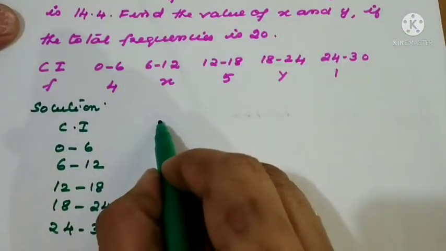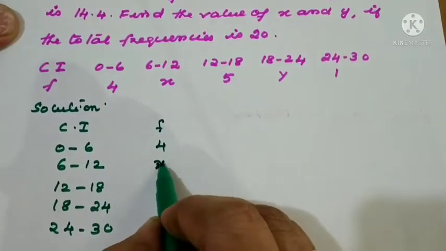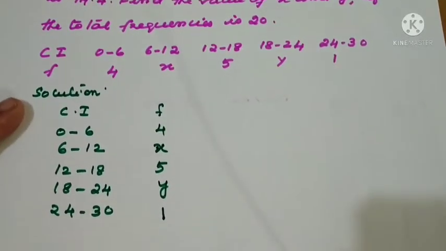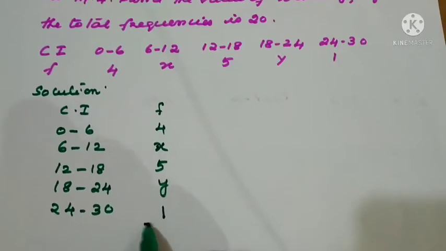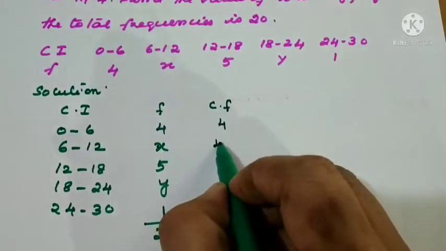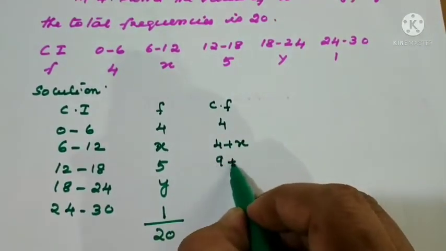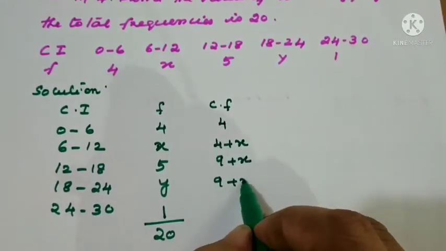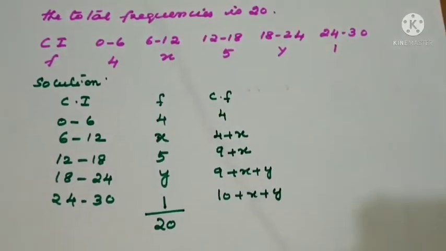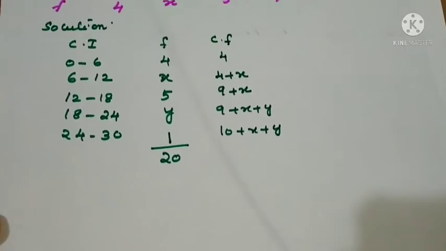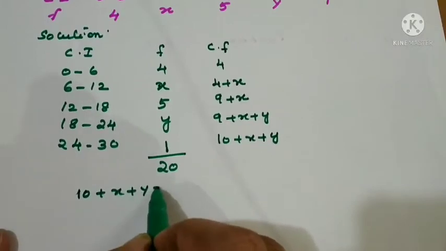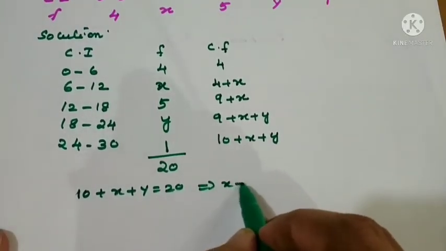Okay, corresponding frequency 4, x, 5, y, then 1. If you understood the first question, what is given there is sum of the frequency equal to 20. Since it's a median, what is the third column? Cumulative frequency. So 4 plus x, 9 plus x, 9 plus x plus y, then 10 plus x plus y. So what is the first equation we have to write here? 10 plus x plus y equal to 20, which implies x plus y equal to 10.